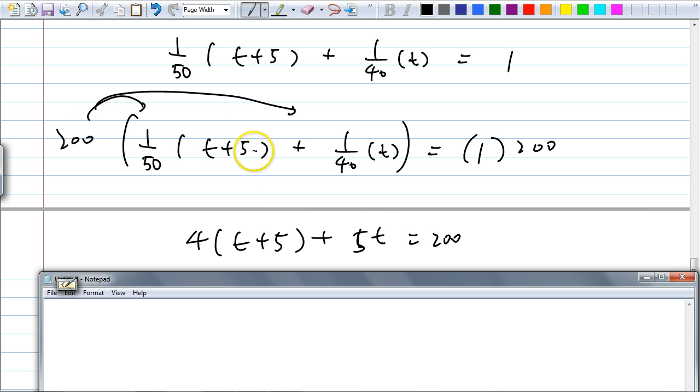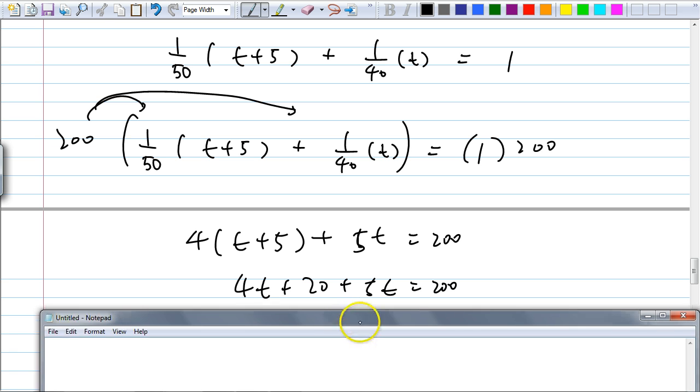That would be wrong. Again, here, you're multiplying 200 with 1 over 40 times T. You're multiplying 3 things. You multiply 2 things at a time, right? So 200 times 1 over 40 is 5, so you get 5T. And of course, on the right side, don't forget, you get 1 times 200. And of course, then you distribute this 4, you get 4T plus 20 plus 5T equals 200. Then you gather your T's.